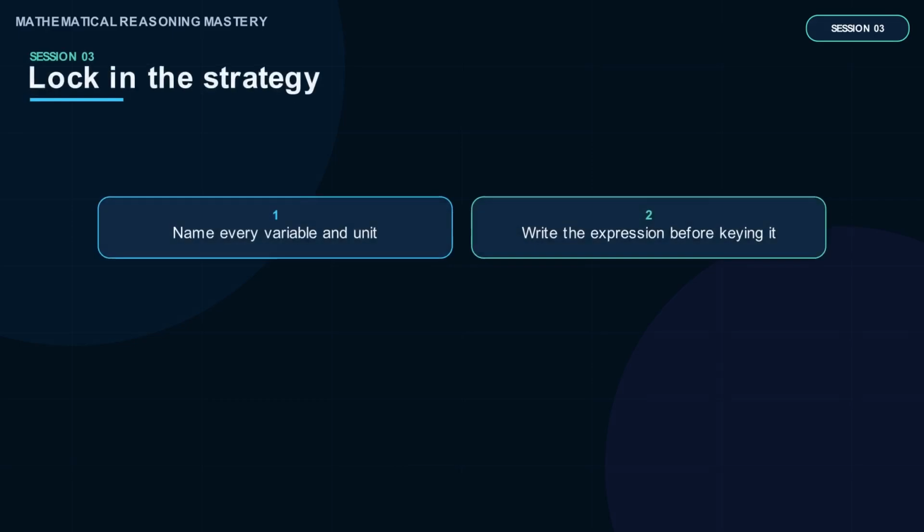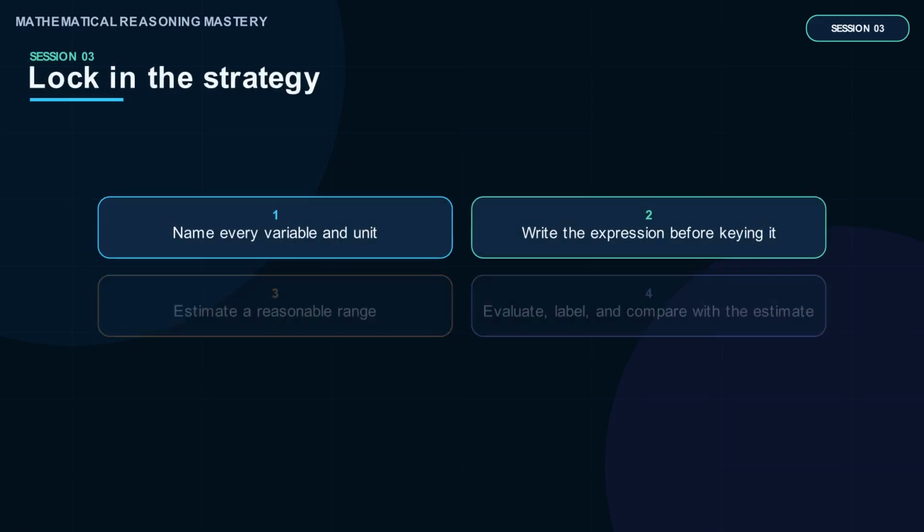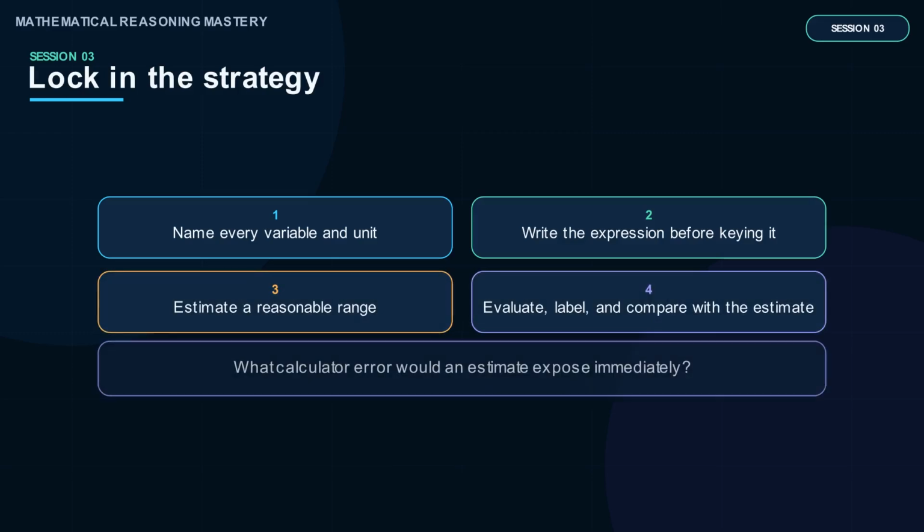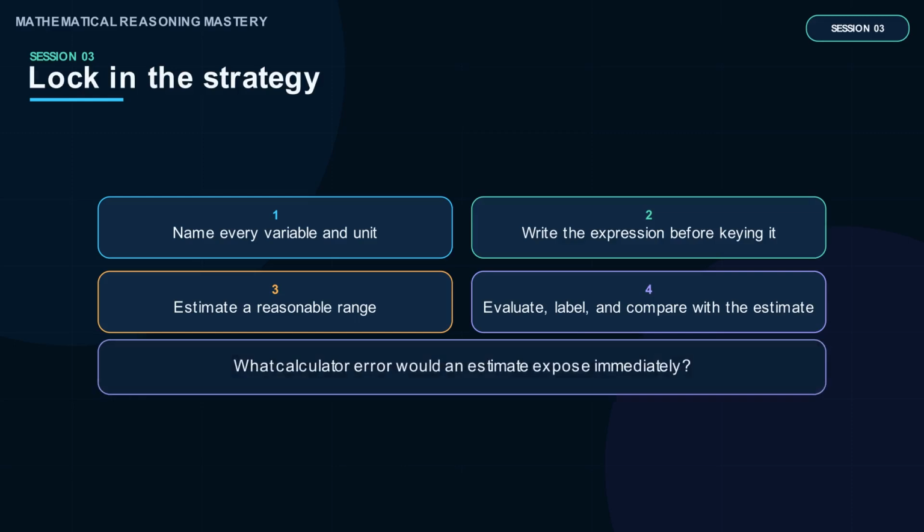The central message is to select a formula from structure. Combine that with the discipline to enter grouped expressions accurately. Finish by remembering to preserve precision until the end. A result becomes dependable only when the method and verification are both clear. Reflection. What calculator error would an estimate expose immediately? Name the exact point where an incorrect path would first become visible.